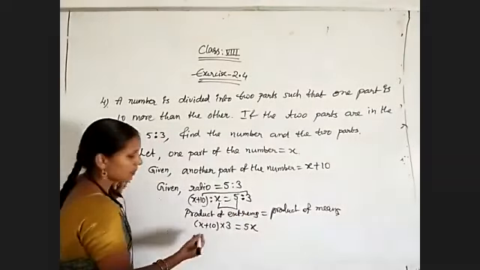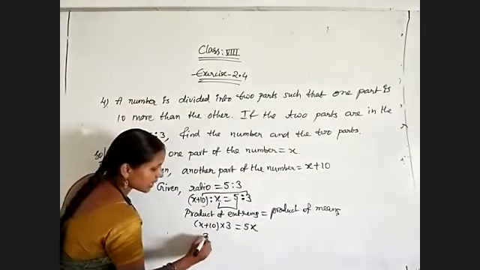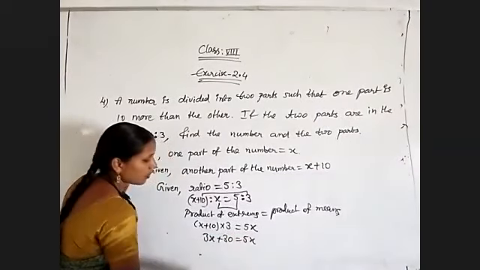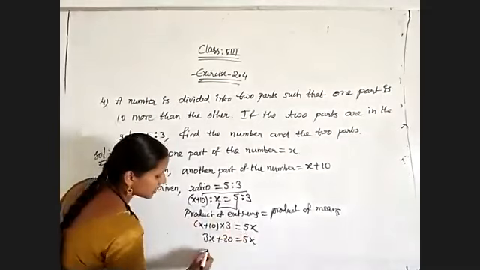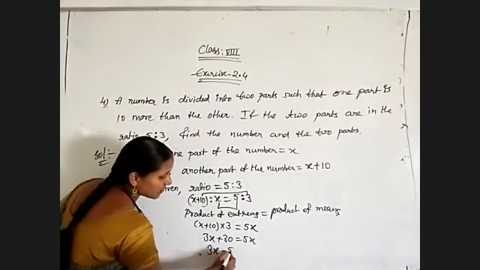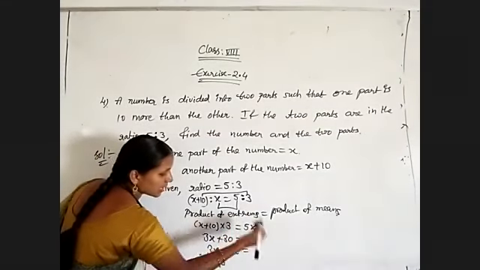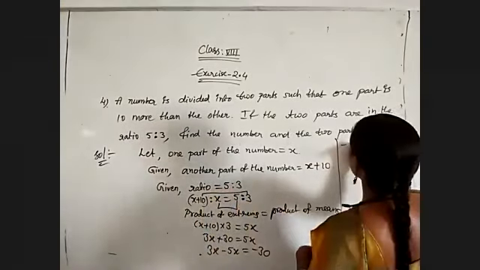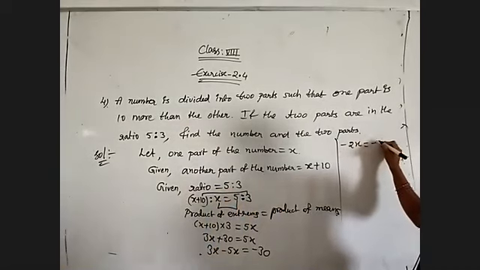That's all. Simplify. 3 into x is 3x plus 3 tens are 30 is equal to 5x. So bring x to this side and the constant to that side. 3x minus 5x is equal to minus 30. So 3x minus 5x means minus 2x is equal to minus 30.